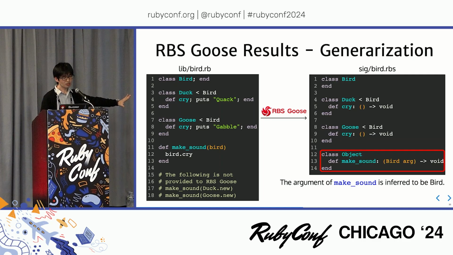Interestingly, the Ruby code provided to RBS Goose doesn't include any calls to the make_sound method. So, there is no explicit relationship in the code between the make_sound method and the Bird class. Nevertheless, RBS Goose infers the Bird class as an argument type for the make_sound method. This is probably due to the understanding of the convention of using the same name as the class name for variable names.